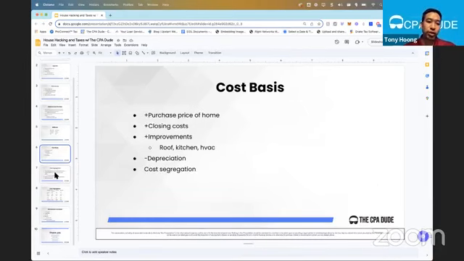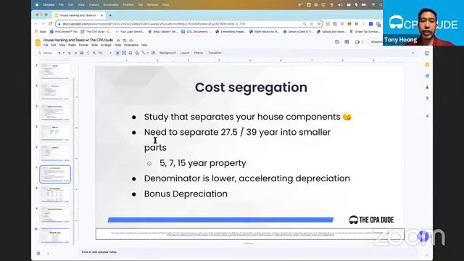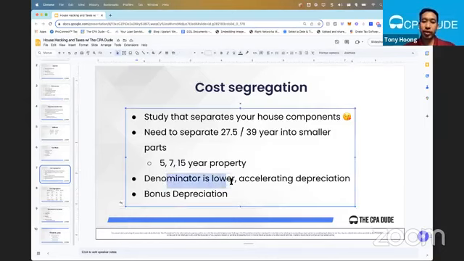On the cost basis, another part that could supercharge the depreciation for you would be a cost segregation. Simply put, a cost segregation is a study that separates your house components. It separates the 27.5-year property into smaller components, so your 5-year, 7-year, 15-year property. And then since your denominator is lower, you're accelerating your depreciation. And as a bonus, for bonus depreciation in year one, if you bought your house and you're house hacking it, you can run bonus depreciation against it. That way you'll be able to take more of the benefit up in the first year.